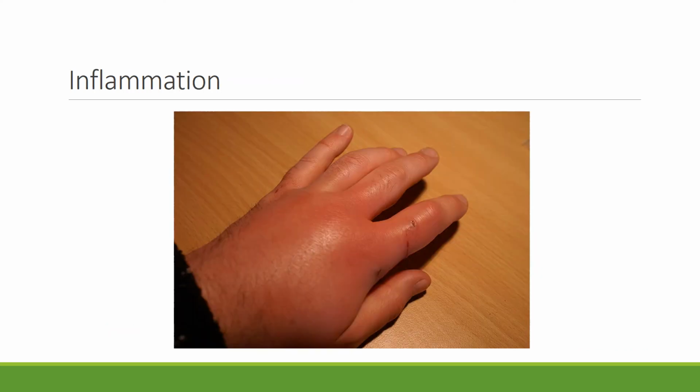As you look at this picture, you can see 2 of the 5 signs of inflammation. You can see the rubor or redness and the tumor or swelling. What you cannot see is the heat, calor, the pain, dolor, and the loss of function, functio laesa, although to look at this picture, all of those likely exist as well.